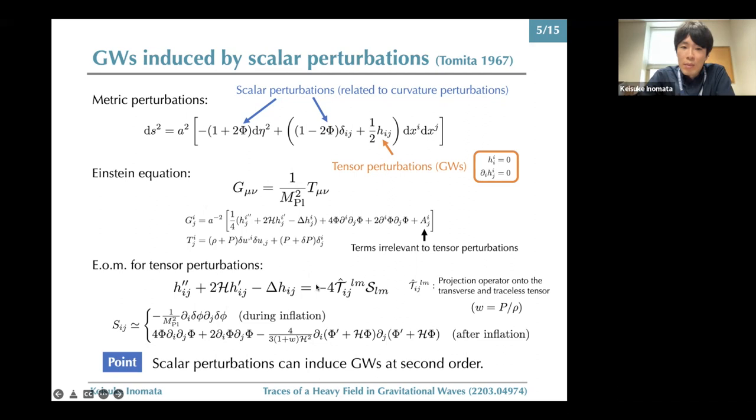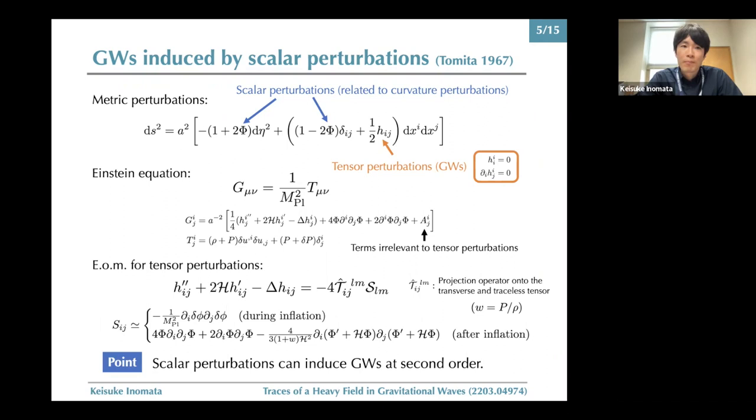So this is the tensor perturbation equation of motion, and the point is that the right-hand side comes from the second order scalar perturbations. The expressions become like this. For example, during the inflation, the source term can be expressed with the scalar field fluctuations. And after the inflation, this can be expressed with the gravitational potential. The point is that scalar perturbation can induce gravitational waves at second order perturbation. And I'm going to focus on this kind of gravitational waves.